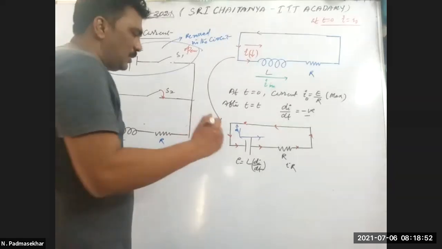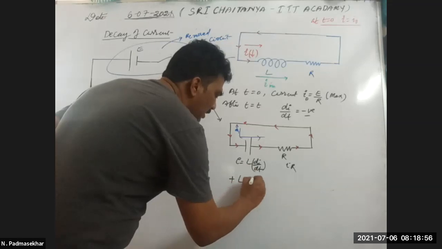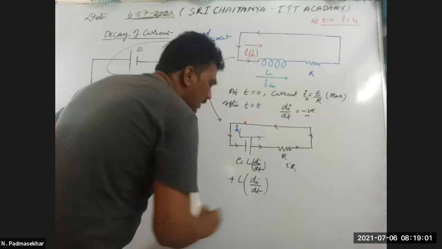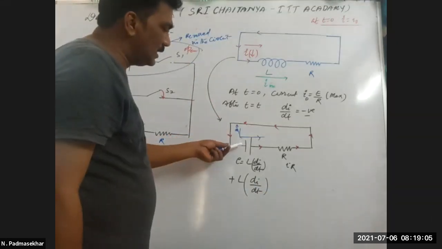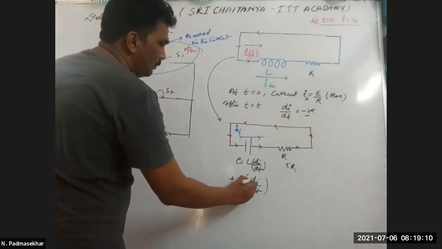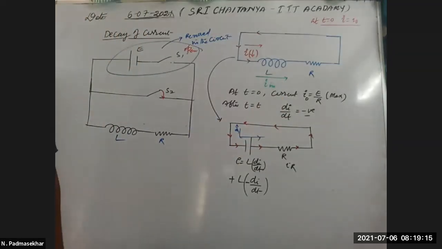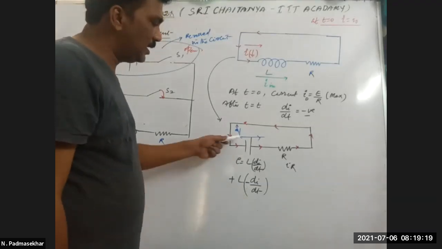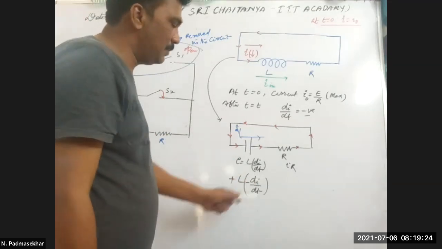So negative terminal to positive terminal, what is it? This is plus L di by dt. But here the current is decreasing. To show the decrease in current, I have to take minus, since di by dt is negative. Current is decreasing. So, by Kirchhoff's rules, it is minus L di by dt.